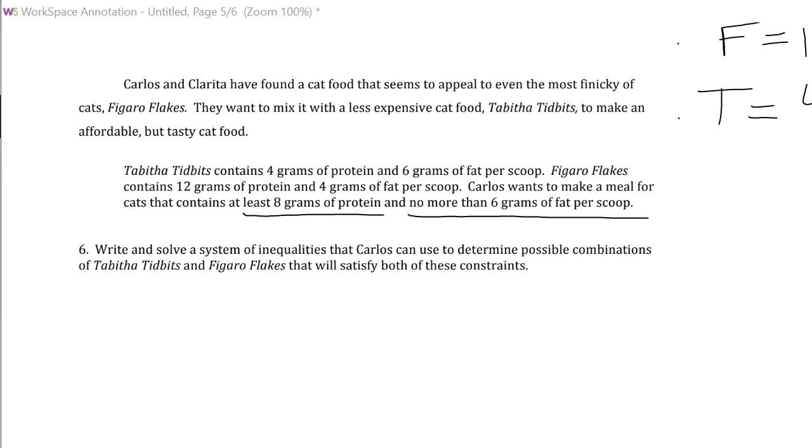Okay, here's where I needed some help from Miss Wood. This is confusing. This is why we do the videos together, because I don't necessarily expect that any of you would, or certainly all of you would, be able to come up with this on your own. Now, what we need to do is write a protein constraint and a fat constraint.